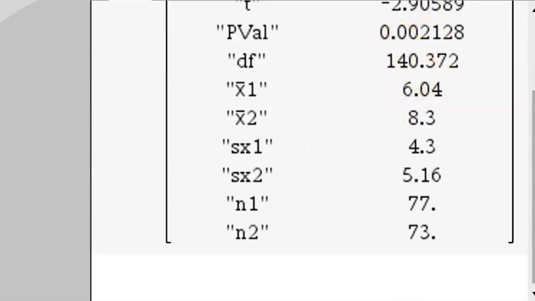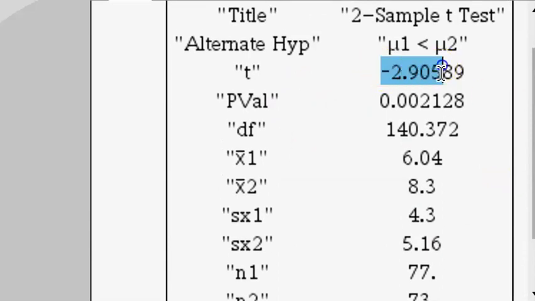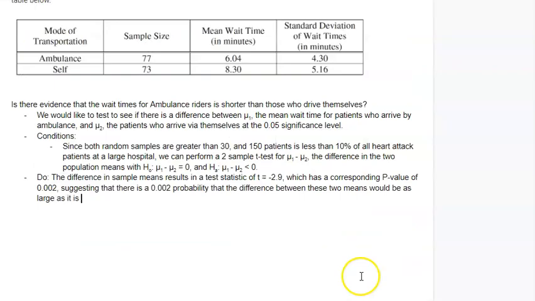And so there we go. We have all of this wonderful information. We have to scroll up a little bit to see everything we need. So there is the critical t. There is the p-value. So our test statistic is negative 2.9, and our p-value to go with it is 0.002. The difference in the sample means results in a test statistic t equals negative 2.9, which has a corresponding p-value of 0.002, suggesting that there is a 0.002 or a 0.2% chance that the difference between the two means would be as large as it is if they were in fact the same wait time.